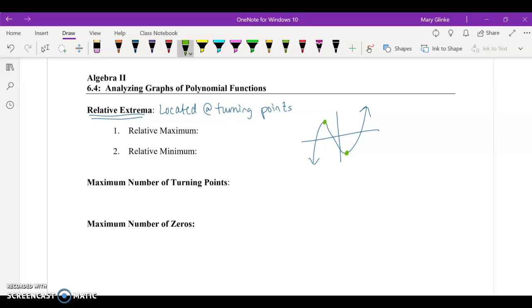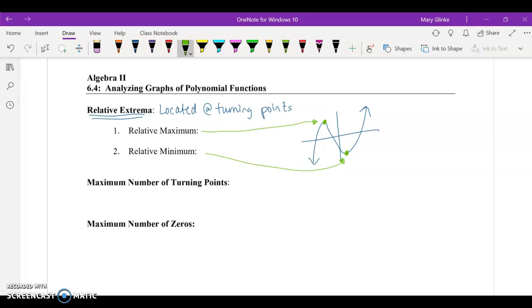And one of those is going to be a relative maximum, one of those is going to be a relative minimum. A maximum happens when you go from increasing to decreasing. The minimum happens when you are going from decreasing to increasing, because that's going to create the low points compared to the ones close around them. Now, it's not the overall high and the overall low because this graph goes up forever and down forever. So it's just a relative maximum versus an overall maximum and minimum.